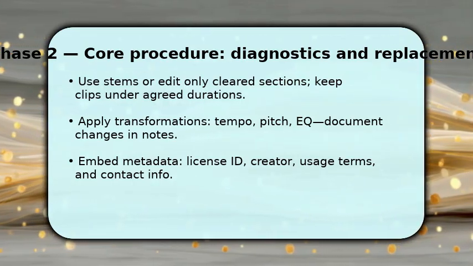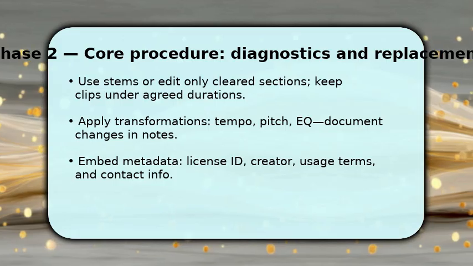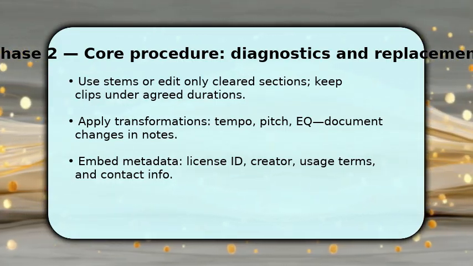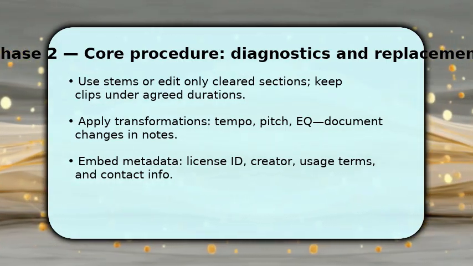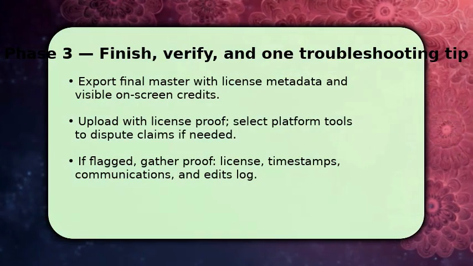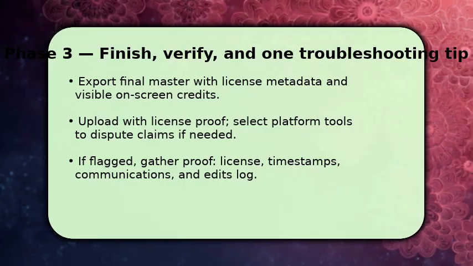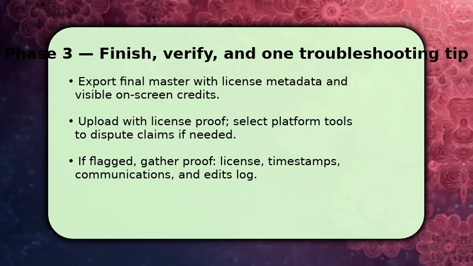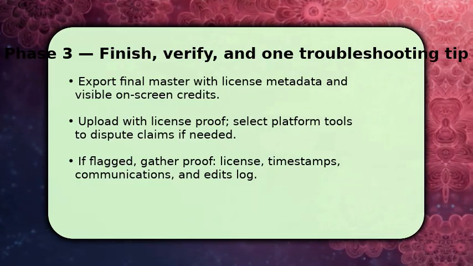Once edited, embed license metadata and a visible attribution layer so platforms can display usage info. This reduces takedown risk, and export your final file with embedded metadata and add a clear on-screen credit line before uploading. When you publish, attach license documents or links in the description and choose platform dispute options proactively.